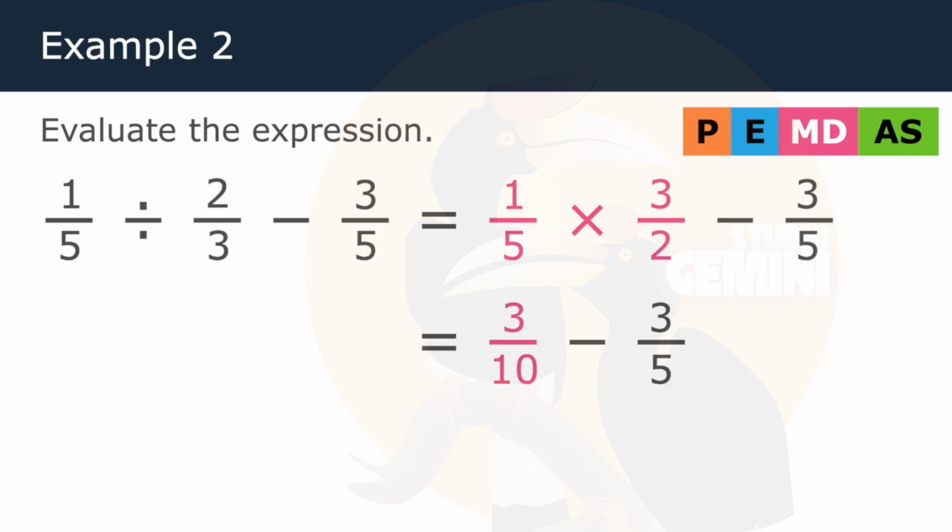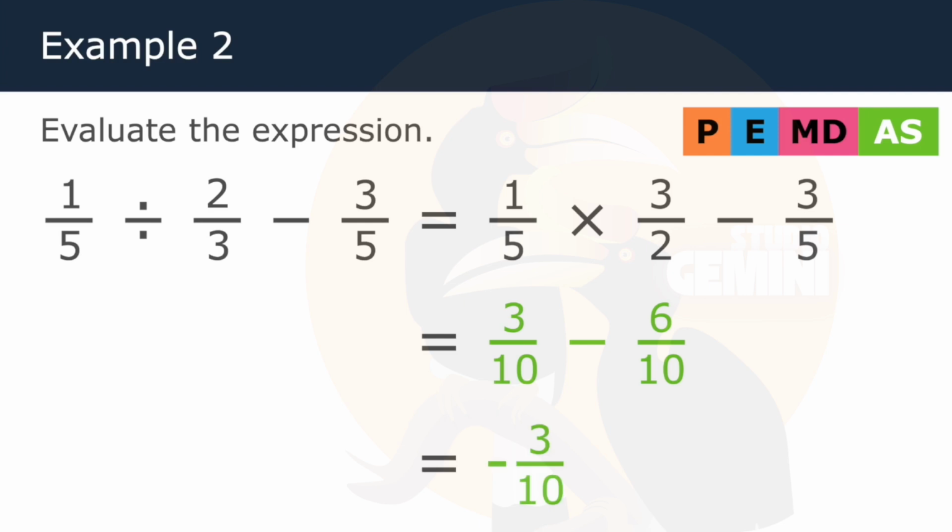Great! We've finished multiplication and the only operation we have left is subtraction. To subtract, we need common denominators. The common denominator of these fractions is 10, so we'll rewrite 3 over 5 as 6 over 10, multiplying top and bottom by 2. Now we can subtract. 3/10 minus 6/10 is negative 3/10. We cannot simplify any further, so our final answer is negative 3/10.